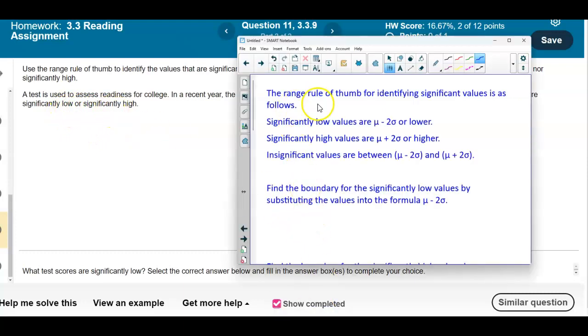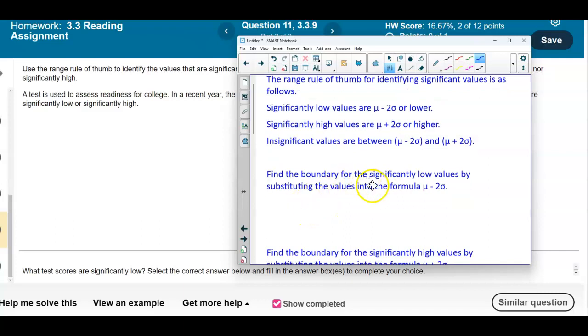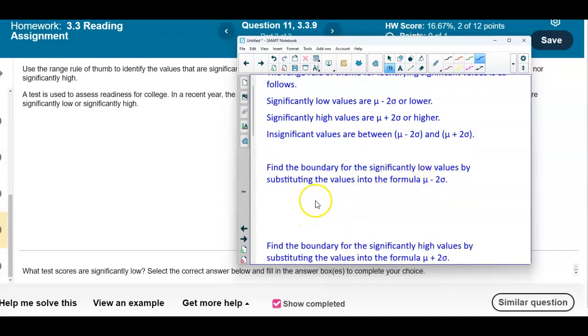Okay, now the range rule of thumb tells us that for identifying significant values is as follows. Significantly low values are when you take the mean and subtract 2 times the standard deviation or lower. Significantly high values are the mean plus 2 times the standard deviation or higher, and insignificant values are between those two values. So the first thing we want to do is find the boundary for these significantly low values by substituting the values into the formula, the mean minus 2 times the standard deviation.